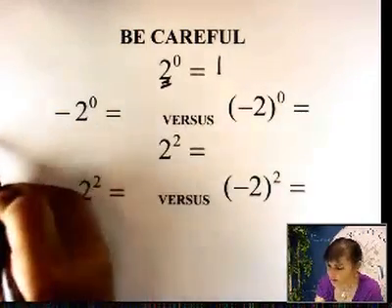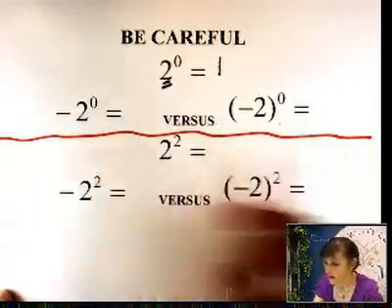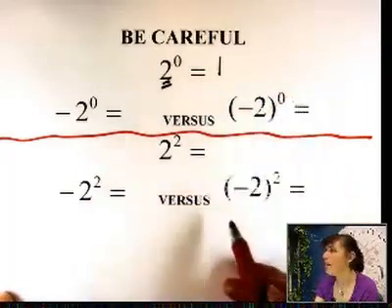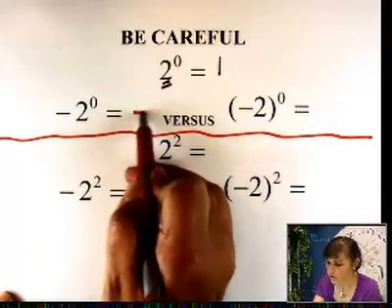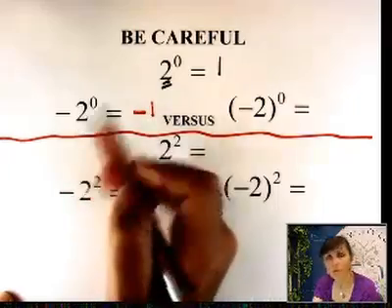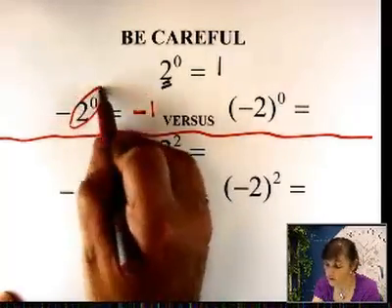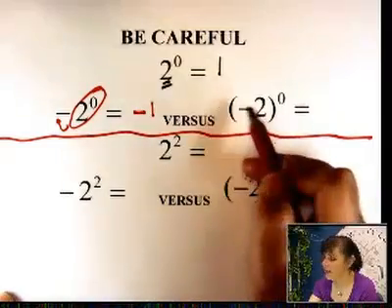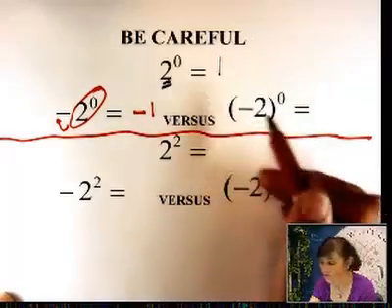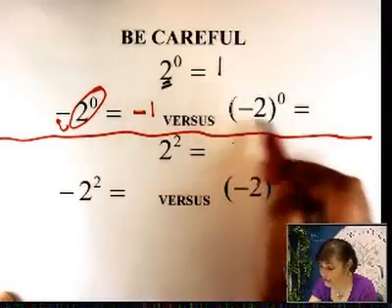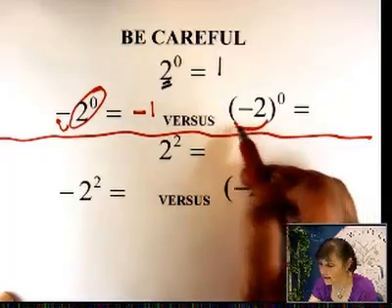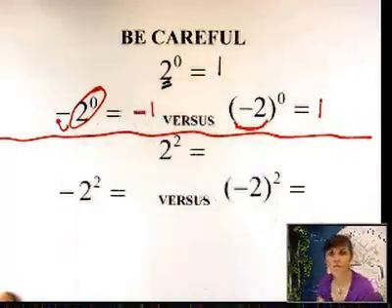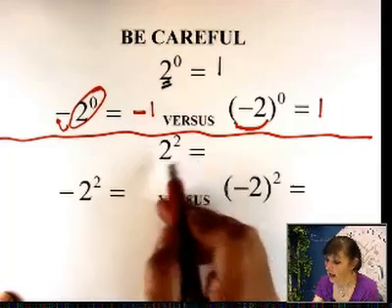Know the difference between negative 2 to the 0th power versus negative 2 quantity to the 0th power. This one is going to give you a negative 1 because of the order of operations. You do this first, and now you put the negative in front of it. This one, the parentheses overwrite that rule. Then you have to take negative 2, the whole thing, to the 0th power. That's going to give you a positive 1. Memorize those and don't make the mistakes.